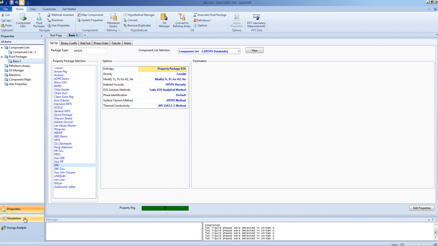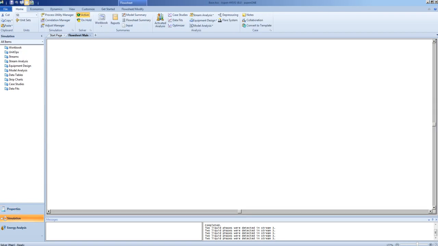Note, since we are using the Gibbs reactor, we will not be specifying any reactions. The Gibbs reactor predicts what reactions would take place and would carry those reactions out up until equilibrium is achieved.